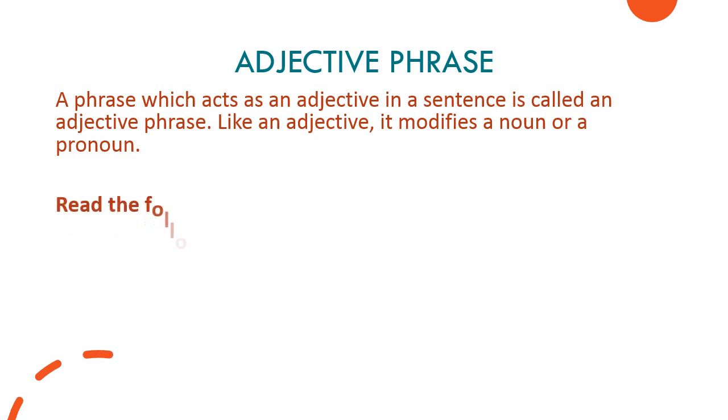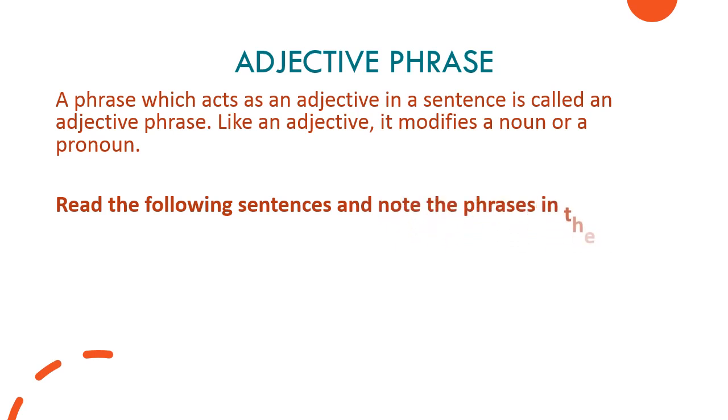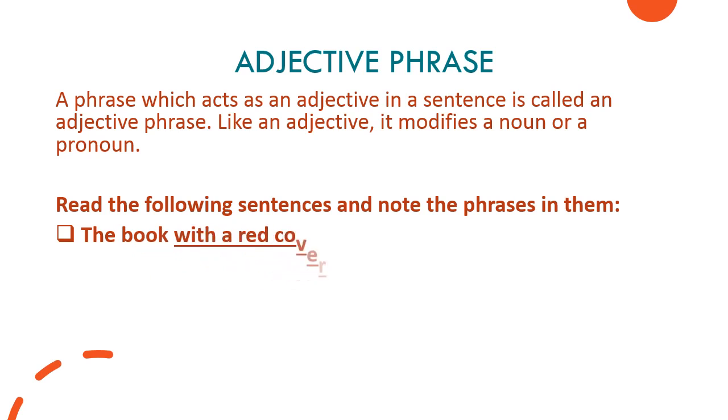Next, read the following sentences and note the phrases in them. First one, the book with a red cover is very useful. So now see, the book. Book is a noun here. It's a name of a thing. The book with a cover is very useful. That's a complete phrase. But I have used the word red here. Red is modifying the cover. Right? So red is the adjective phrase.